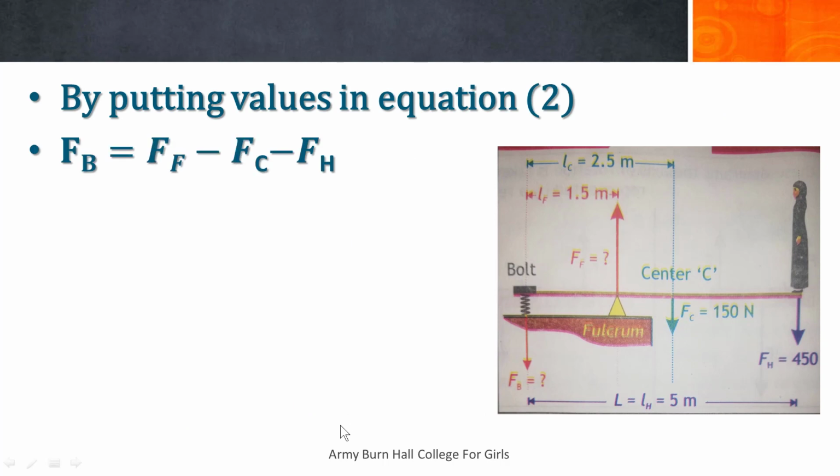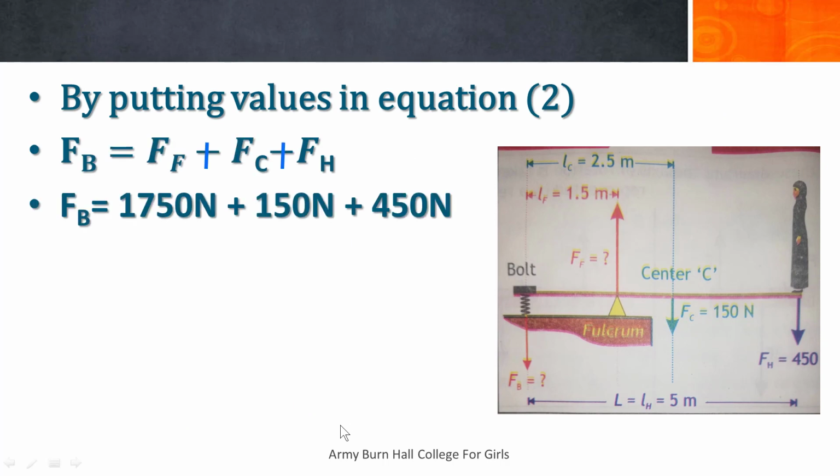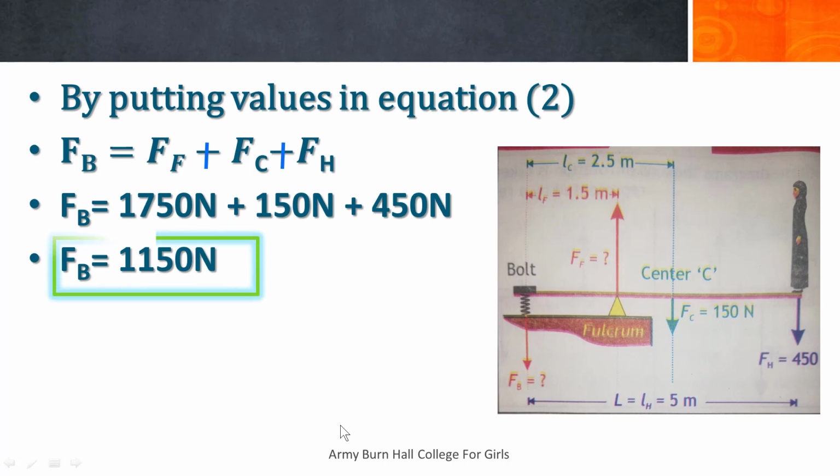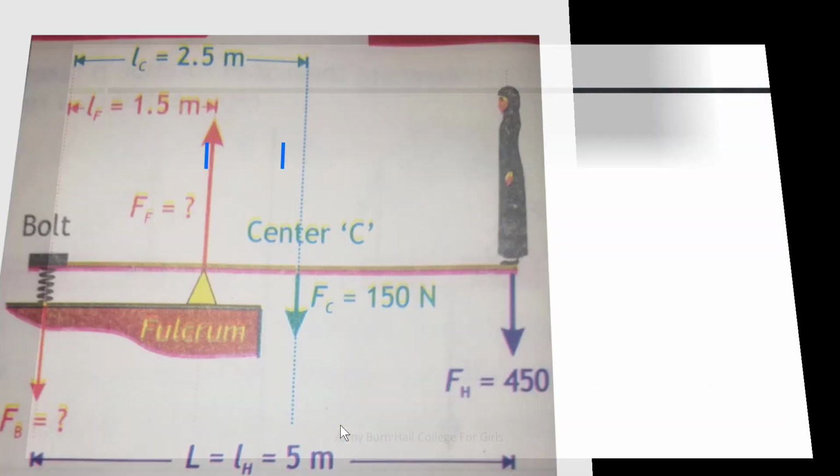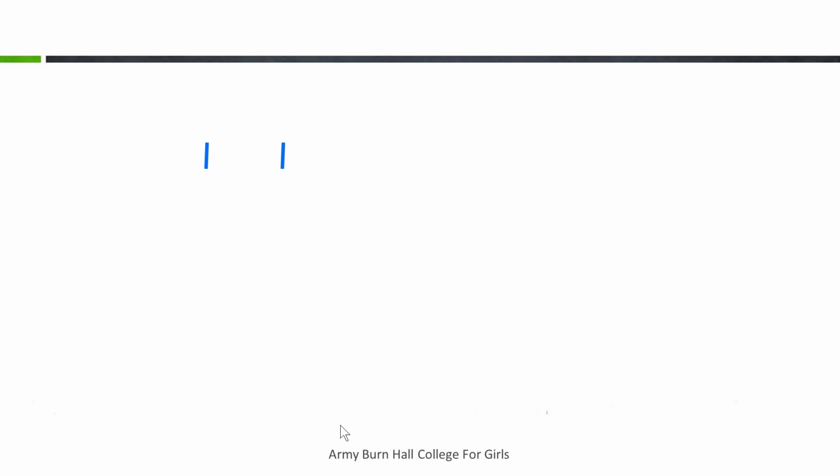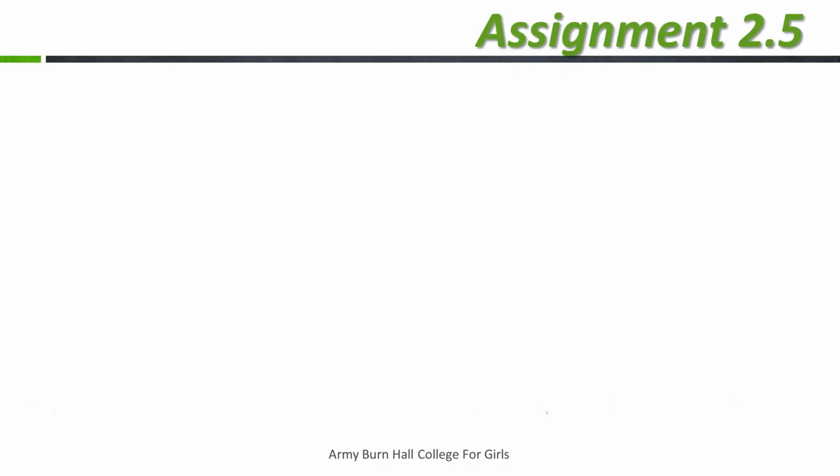So if we are putting values in equation number 2, then what will happen? We will get the result 1150 Newton. So this one is the second unknown. Fb is 1150 Newtons. We have calculated the unknown value over here. Both forces are calculated by using both conditions of equilibrium.